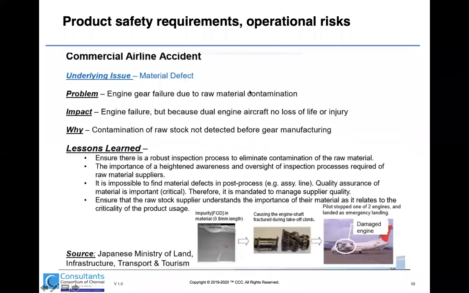Then one more example I could give here: FOD in raw material. Typically, we verify the physical properties, chemical properties, and mechanical properties of a raw material, right? Metals. But look at this. There is a 0.8 mm length of impurity in the raw material that causes a crack and that creates a damaged engine.